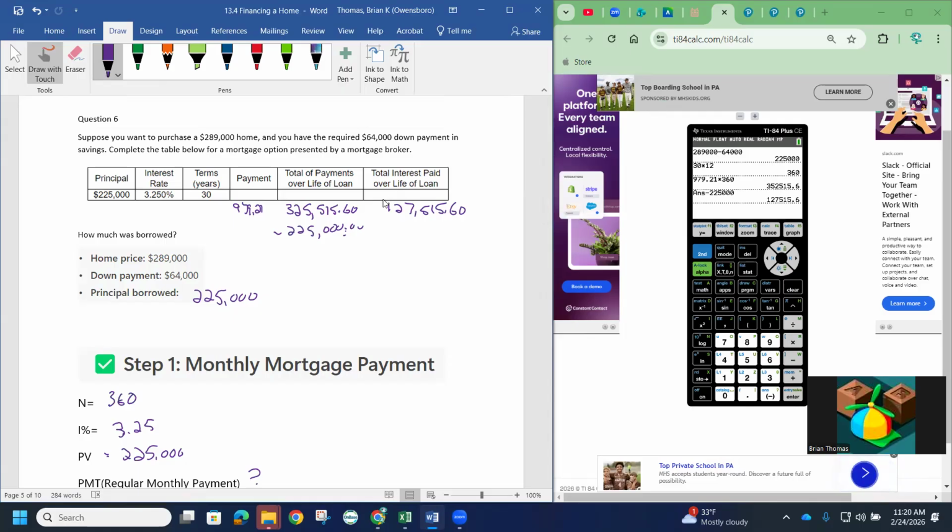So again, the total interest over the life of the loan is $127,515.60. Okay. So again, that's 30 years. So keep that in mind as well.